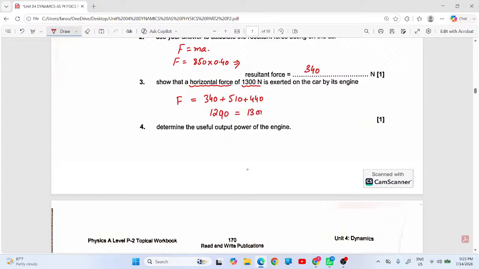Yes, just that. So why are we adding up? Because it is moving with constant speed. Whenever the object is moving with a constant speed, the forward forces and backward forces are equal. That is why I added the 510. Okay. Next is, determine the useful output power of the engine.